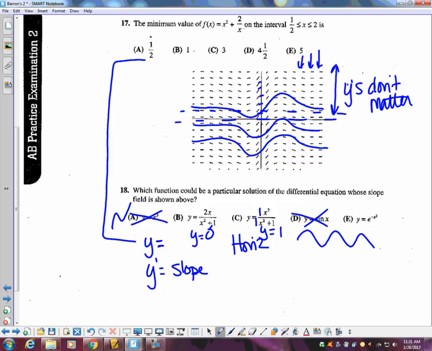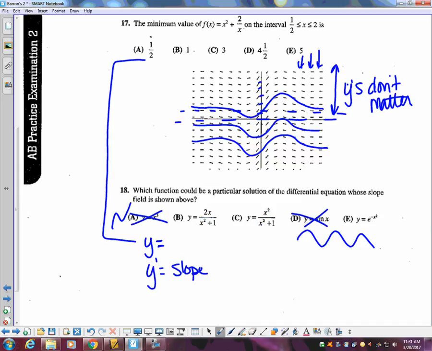Vertical asymptote. This one does not have a vertical asymptote. In no way, shape, or form are all these slopes headed towards a vertical asymptote. A vertical asymptote is when you set the bottom equal to 0 and solve it. Well, if I take that bottom and set it equal to 0 and solve it, I get no solutions, and the same thing there. So that doesn't help me at all. But that is a strategy that you can use.